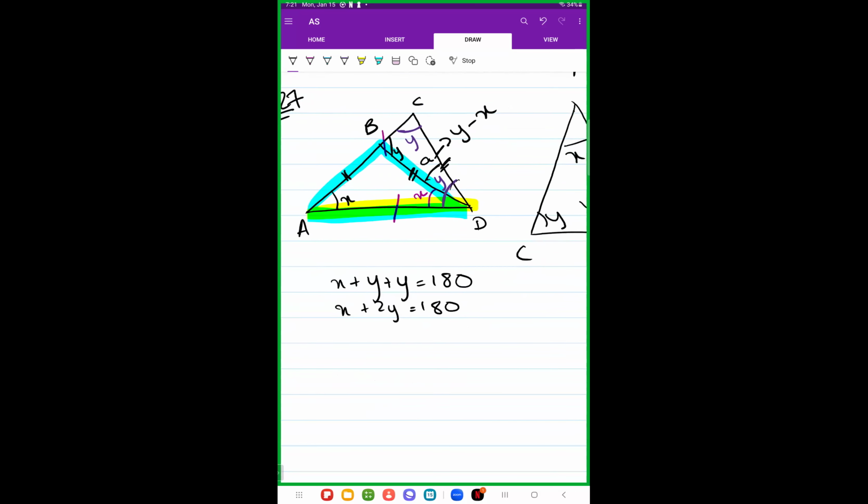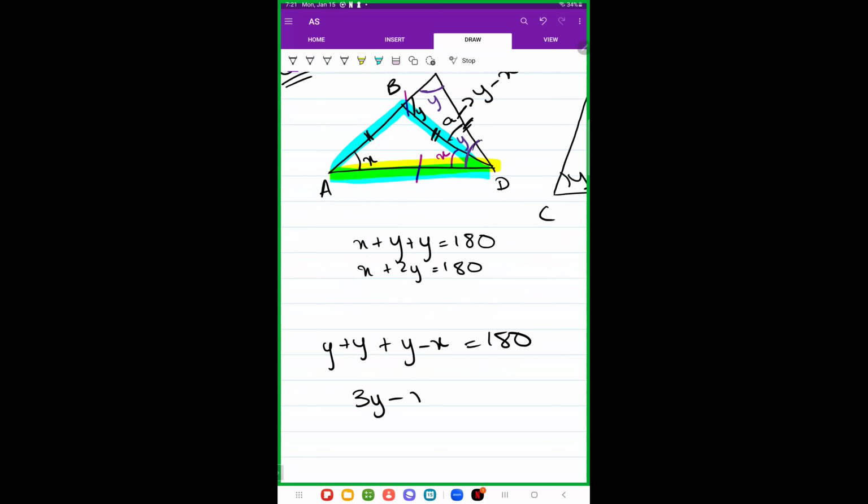So once that is done, can I write y plus y minus x, which is a, is 180? So this is 3y minus x is 180. This is your second equation. This is your first equation. You solve it to find x and y.